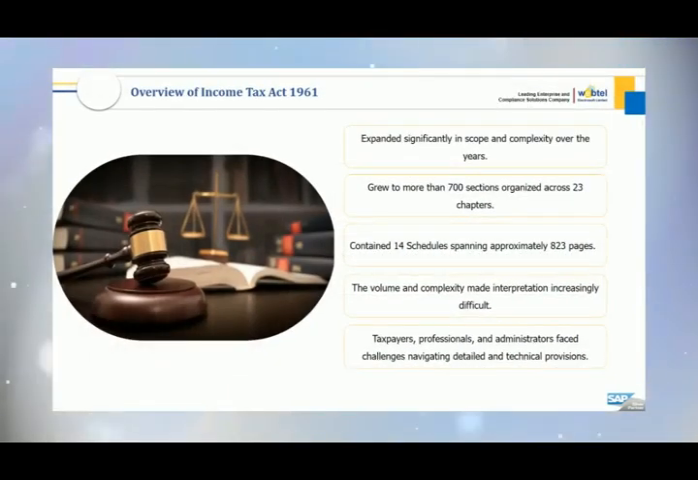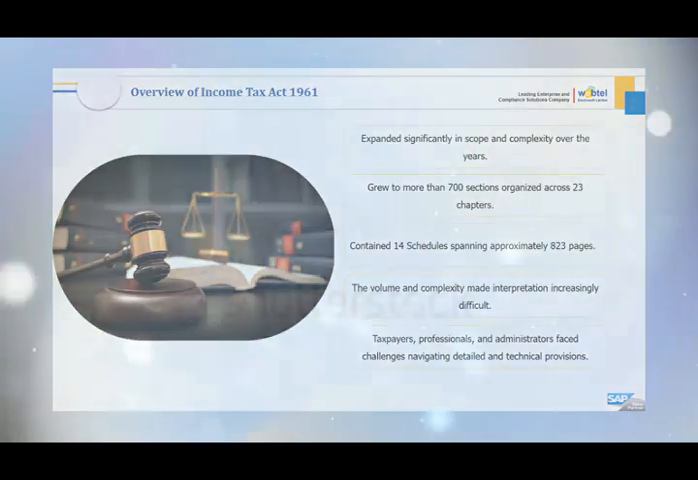Overview of the Income Tax Act, 1961. Over the decades, the Income Tax Act, 1961, expanded significantly in both size and complexity. It eventually grew to more than 700 sections, arranged across 23 chapters, supported by 14 schedules, and spanning nearly 823 pages. This steady expansion made the law difficult to read and interpret, even for experienced tax professionals, and increased dependence on expert guidance for routine compliance.